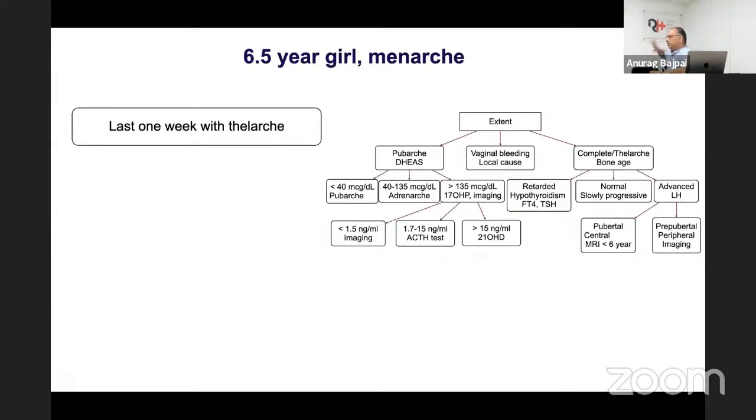6.5-year-old girl with menarche, only in the last 1 week, she had thelarche. Mother is very clear there was no long-term breast development. Last year she noticed some breast development and now she has bleeding. What do you think? What is this suggesting? The presentation is that the breast development will regress with the onset of bleeding. So this is a case of functional cyst. This is classically that something produced too much estrogen.